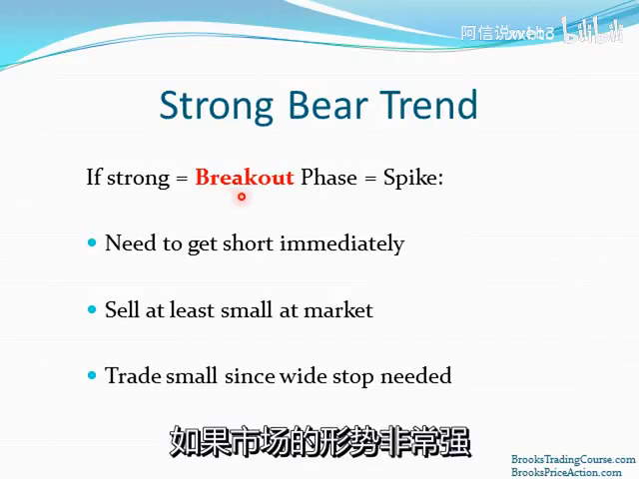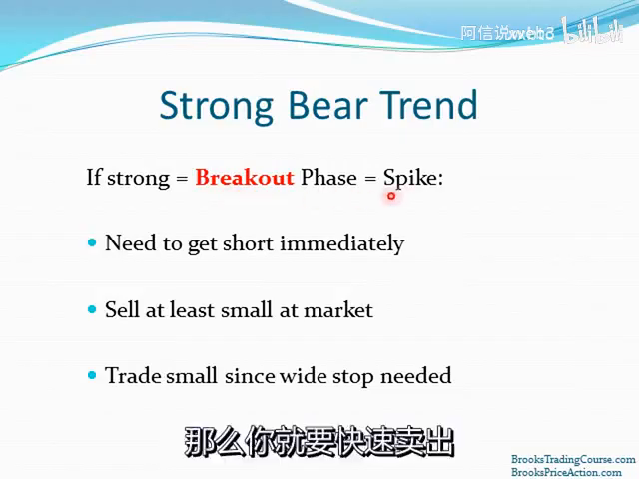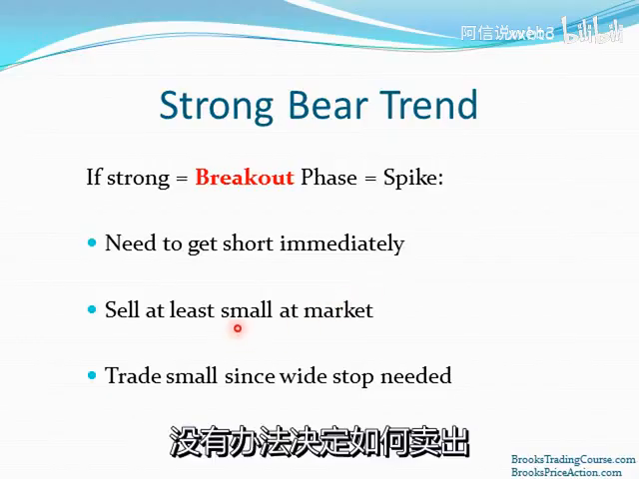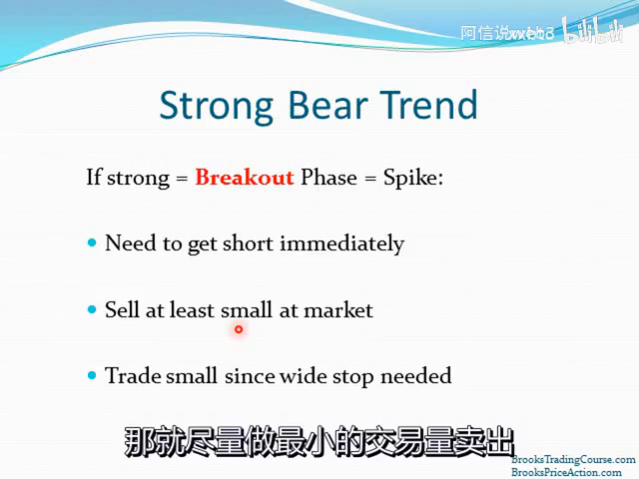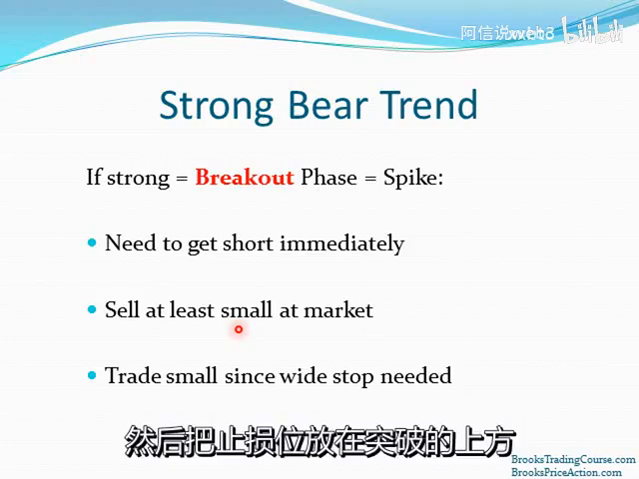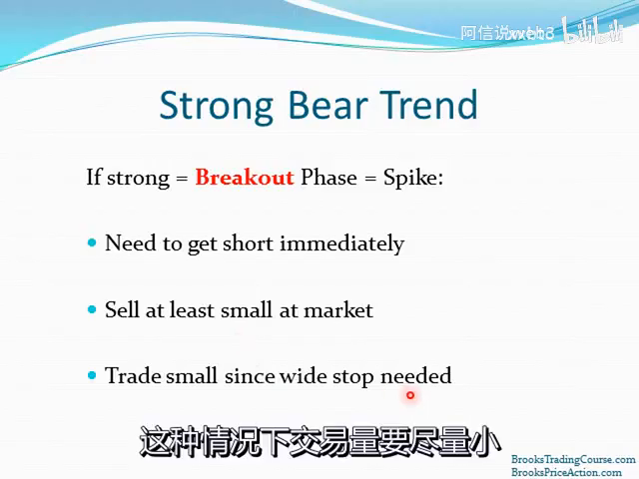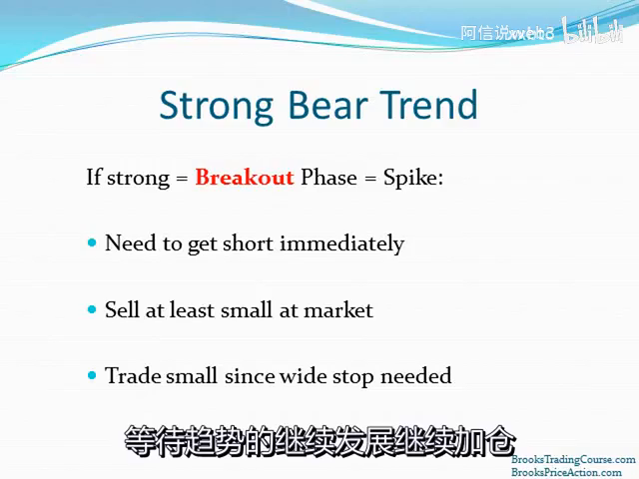If the market's in a very strong bear trend, the breakout phase, the spike phase, you need to get short immediately. If you can't figure out how to get short within the next minute or two, sell at least a small position at the market and put your stop at the top of the bear spike. It's a very wide stop most of the time. When that's the case, just trade small and then look to enter more as the trend progresses.